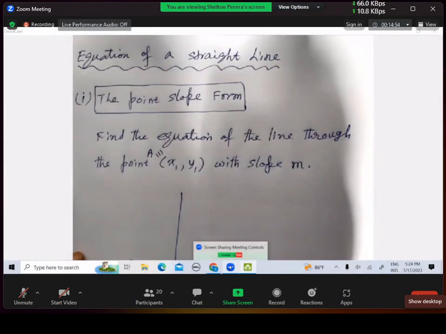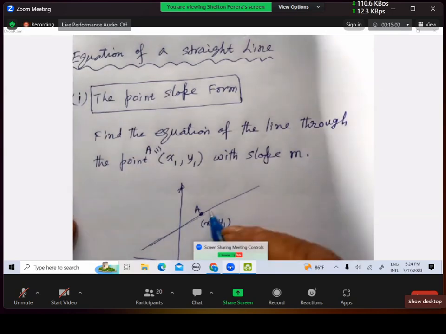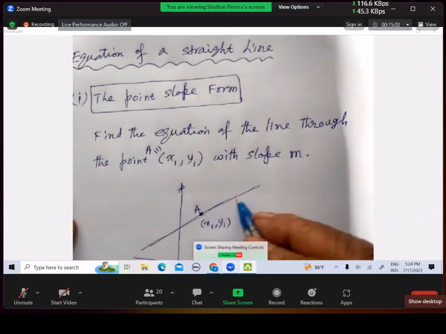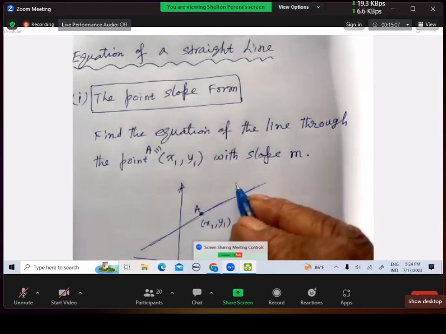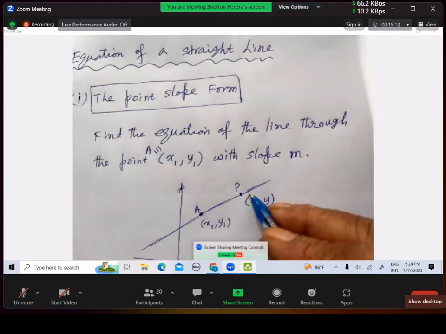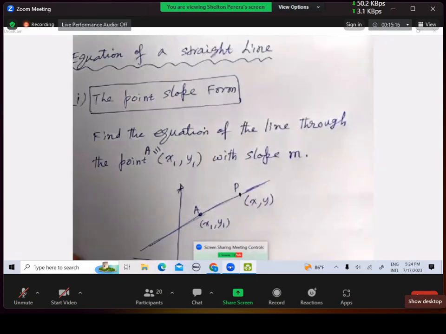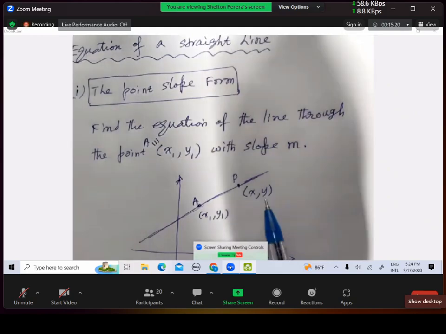This is A, x1, y1. Now, what do we mean by the equation of this line? Take any point P, any point on this line, and let's call the coordinates x, y. The equation of the line is the relationship between x and y of any point on the line.